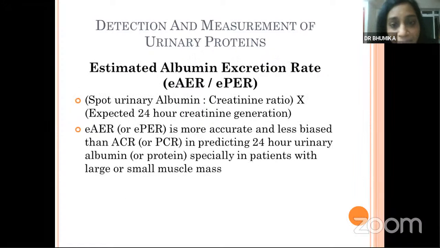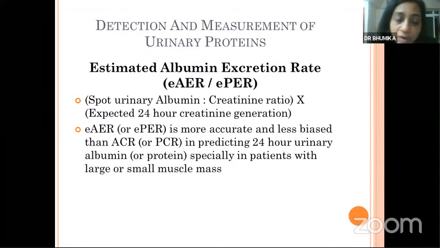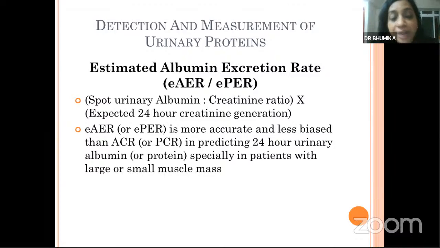So there is the estimated albumin excretion rate, the EAER or the EPER. Some nephrologists do not follow this. This again is not a standardized protocol. Some go by 24-hour urine protein and some go by UPCR. It is the spot urine albumin to creatinine ratio multiplied by the expected 24-hour creatinine generation. The estimated albumin excretion rate, or the EPER, is more accurate and less biased than ACR in predicting a 24-hour urine albumin, especially in patients with a large or small muscle mass.